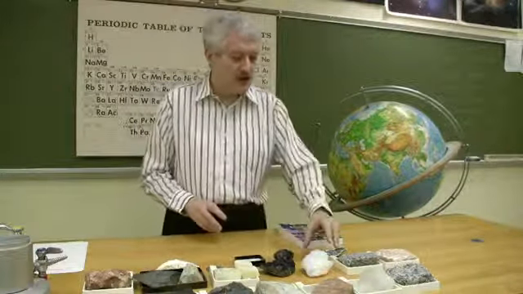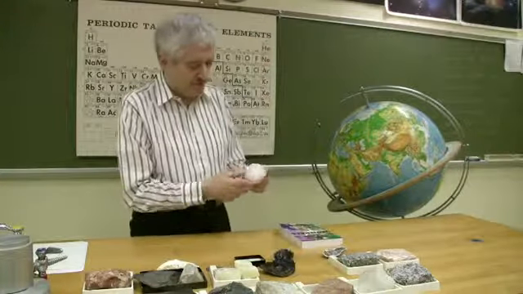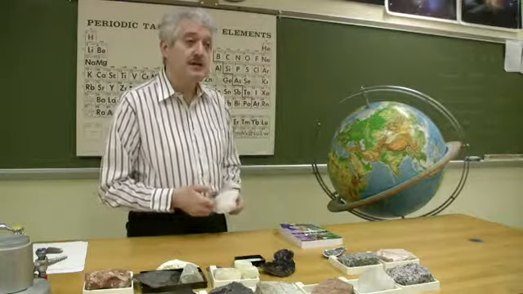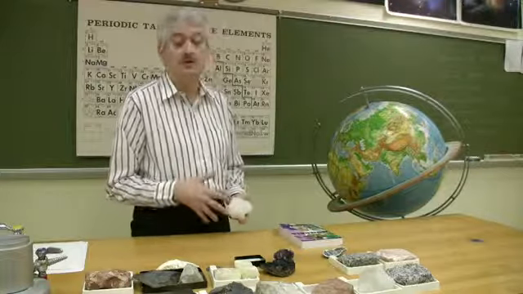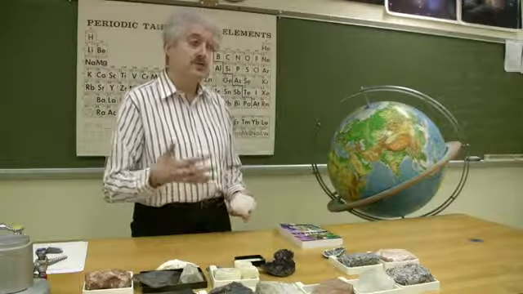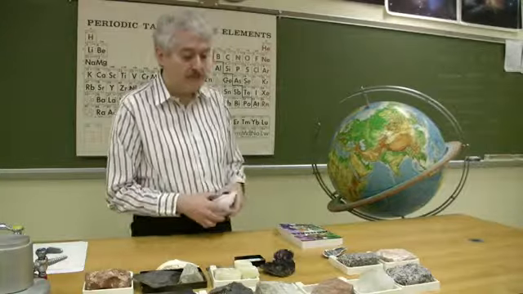A third thing we look at for a mineral is its luster. Some minerals are glassy in appearance, others are metallic, some of them are dull and earthy, and we use just common terms to describe what they look like.